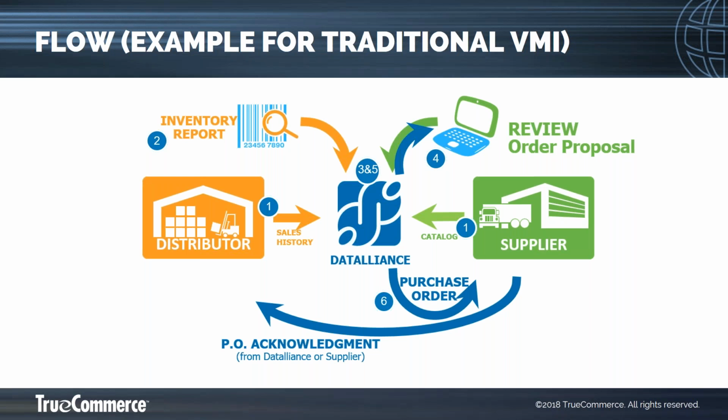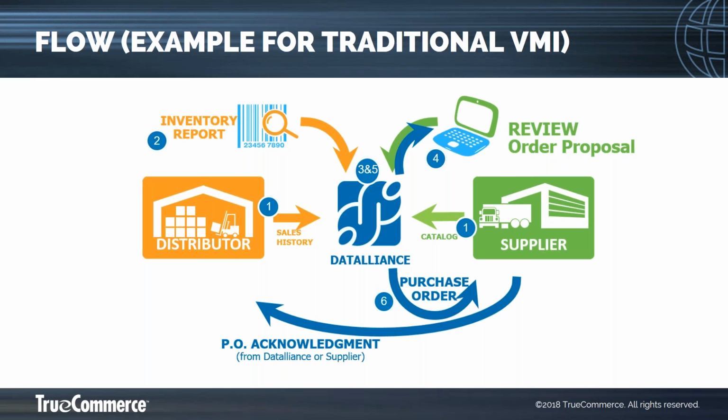So looking at this chart here, the number one basically is the fact that we will receive from the supplier the product catalog, and at the same time the sales history from the distributor. This will allow us to establish the foundation for the future ordering pattern.